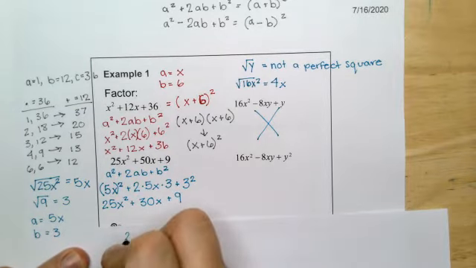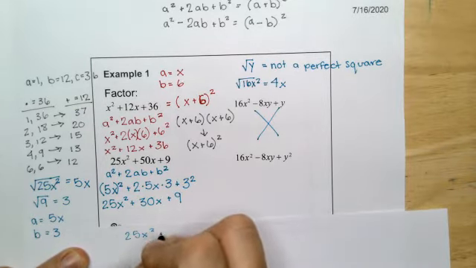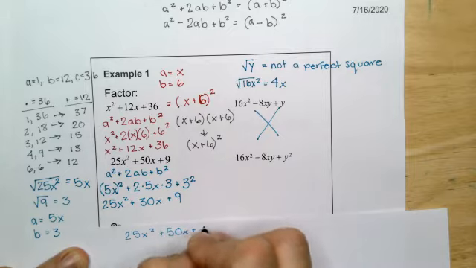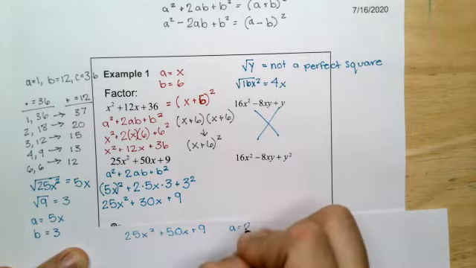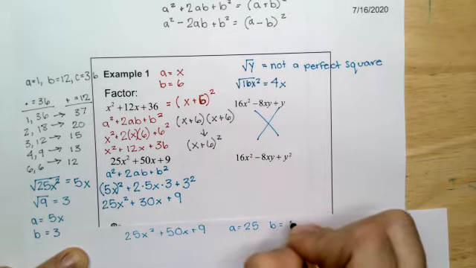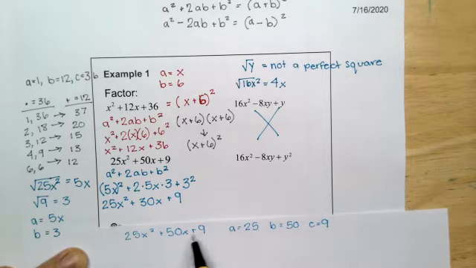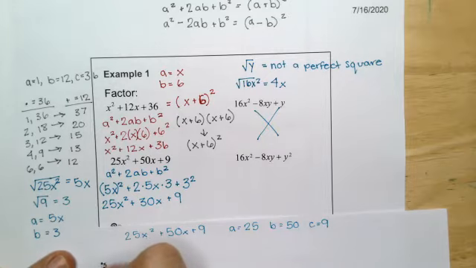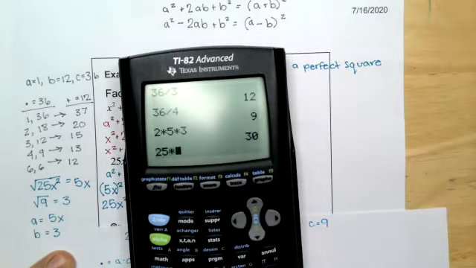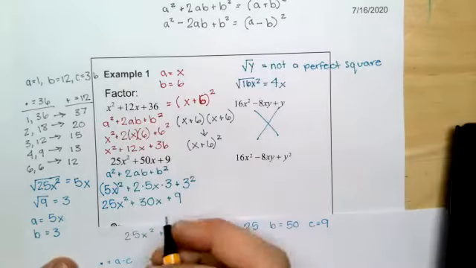So which is 25x squared plus 50x plus 9. A is 25, B is 50, C is 9. And you can always check and make sure you can't divide anything out, right? There are no common factors. So we're going to multiply to equal A times C and add to equal B. So we're going to add to equal 50, multiply to equal 25 times 9, which is 225.